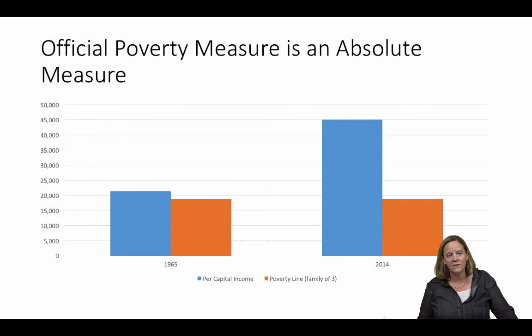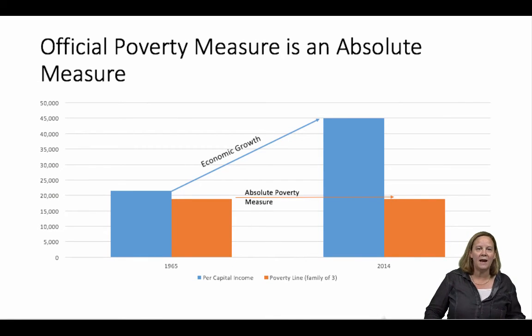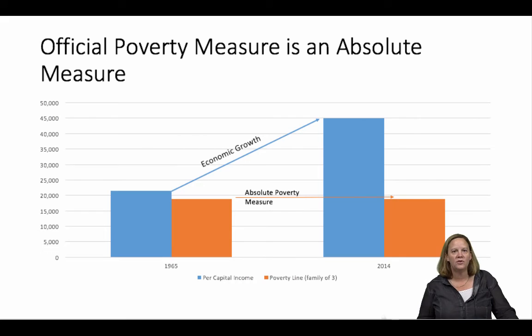Economic growth over time means that income per person rises, but using an absolute poverty measure means that the poverty threshold will remain constant regardless of that economic growth. Many have argued that this means that poverty in the U.S. today is a more severe or extreme condition relative to our typical living standards than it was 50 years ago. This point centers around changes in the meaning of our poverty threshold over time.